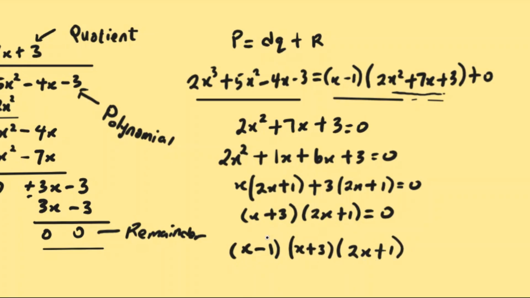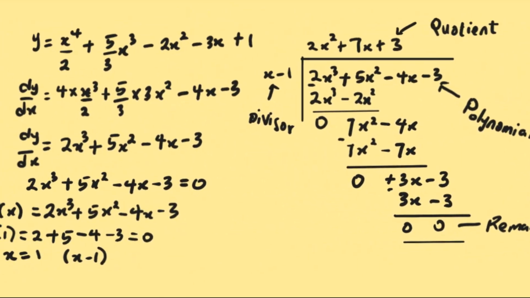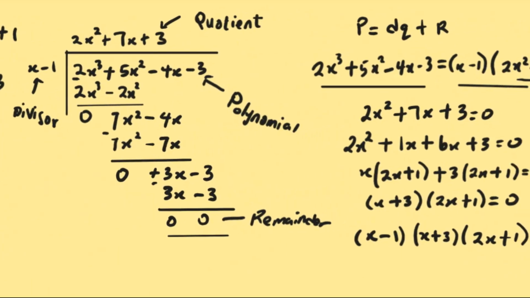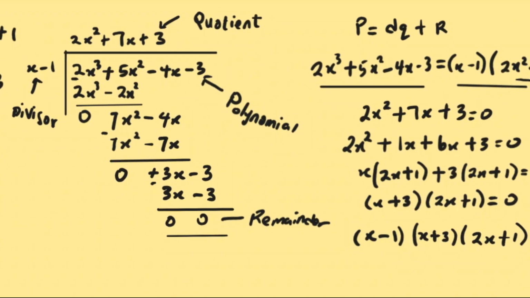So here we have gotten the 3 factors of that polynomial. So don't forget what we're actually trying to do here. The 3 factors are, let me write it here: x minus 1, x plus 3, and 2x plus 1 as the 3 factors.